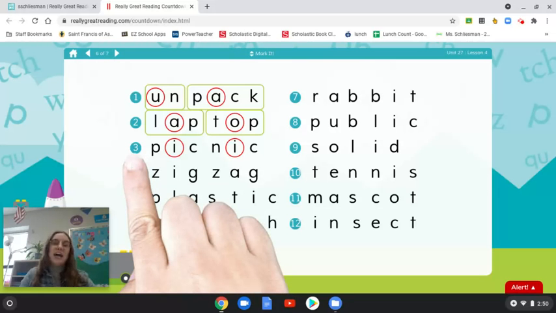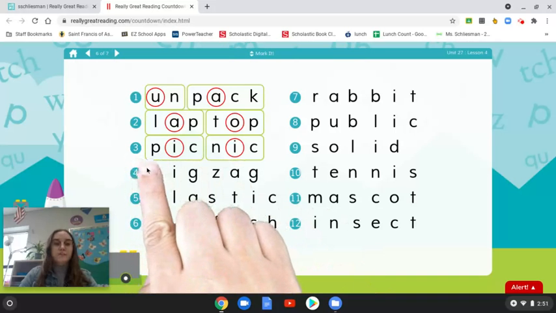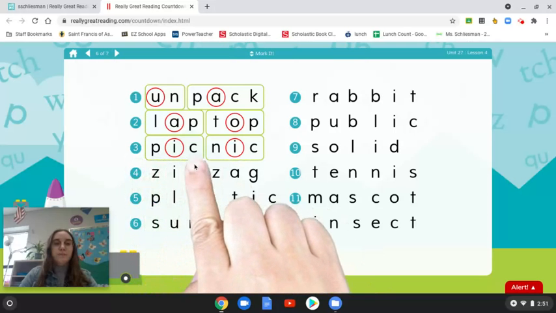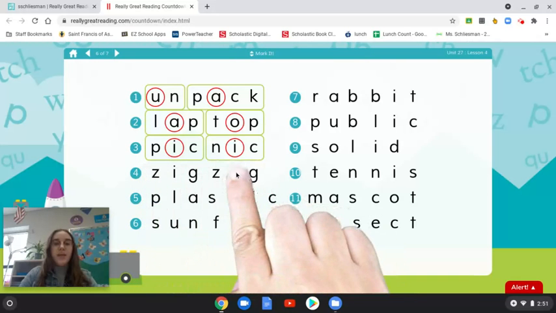Good, you should have I and I. Are the 2 vowels next to each other? No. So how many syllables do we have? 2. Go ahead and circle your syllables. Good, now go ahead and say each syllable. You should have the word picnic.